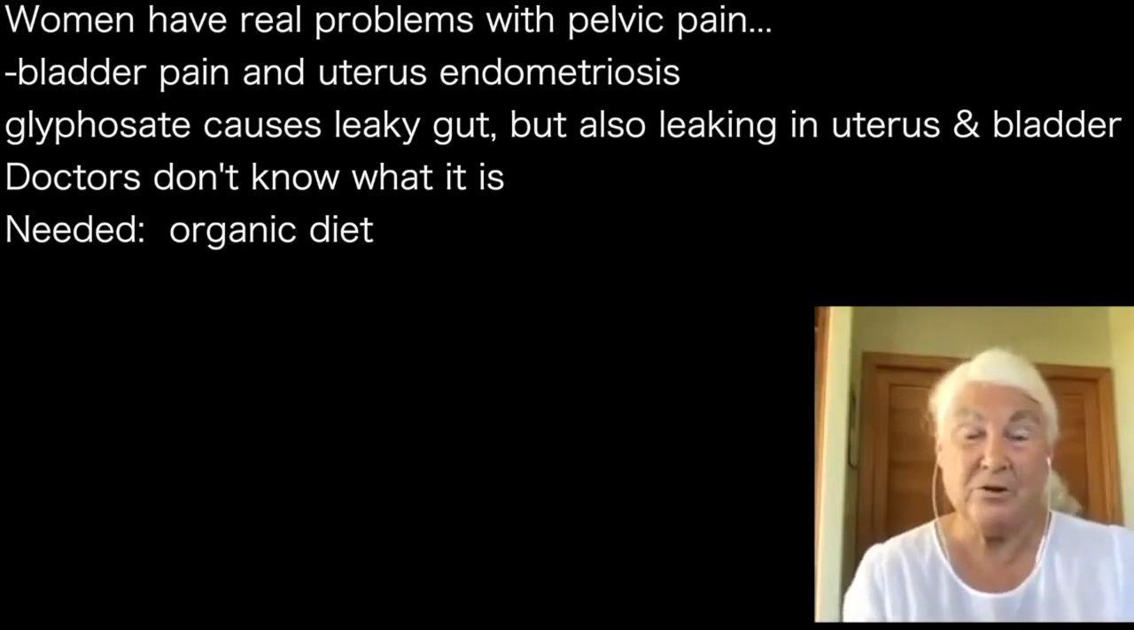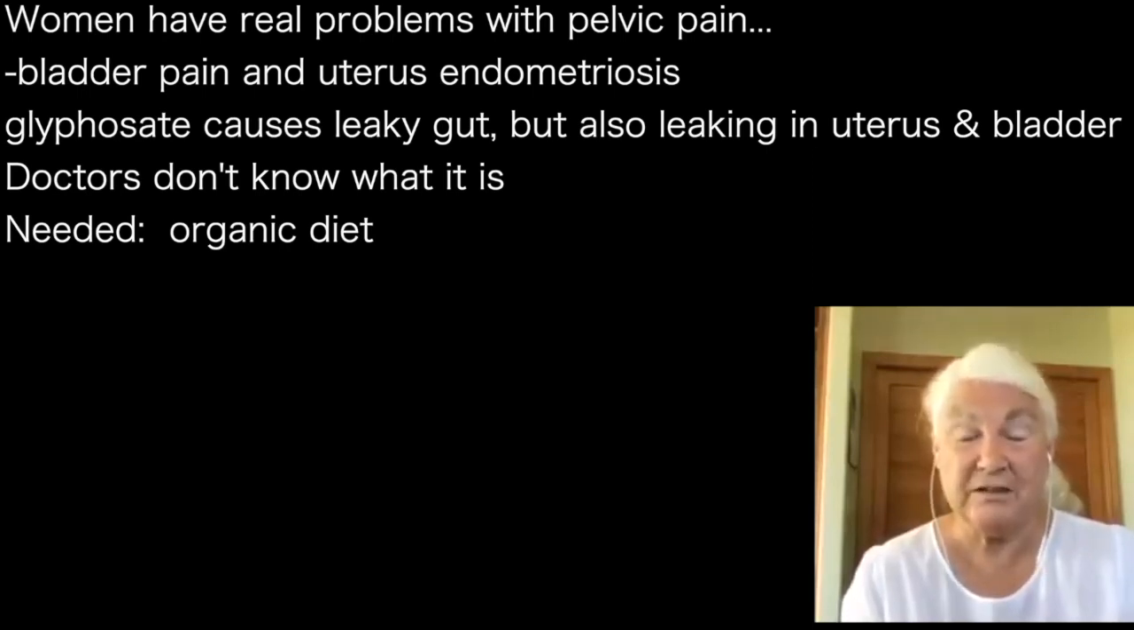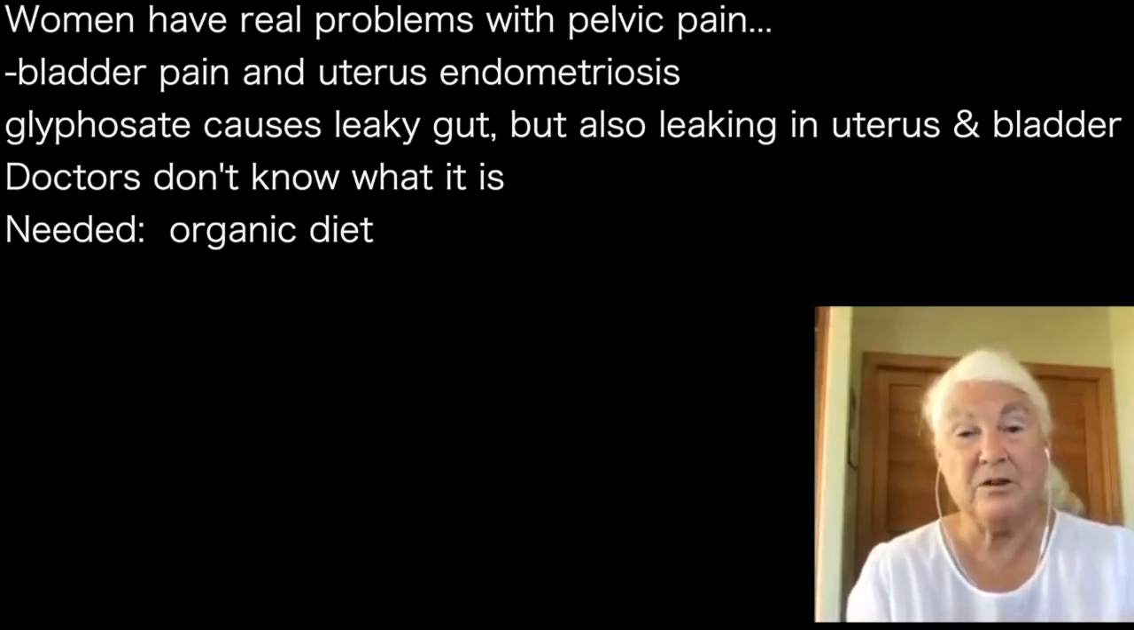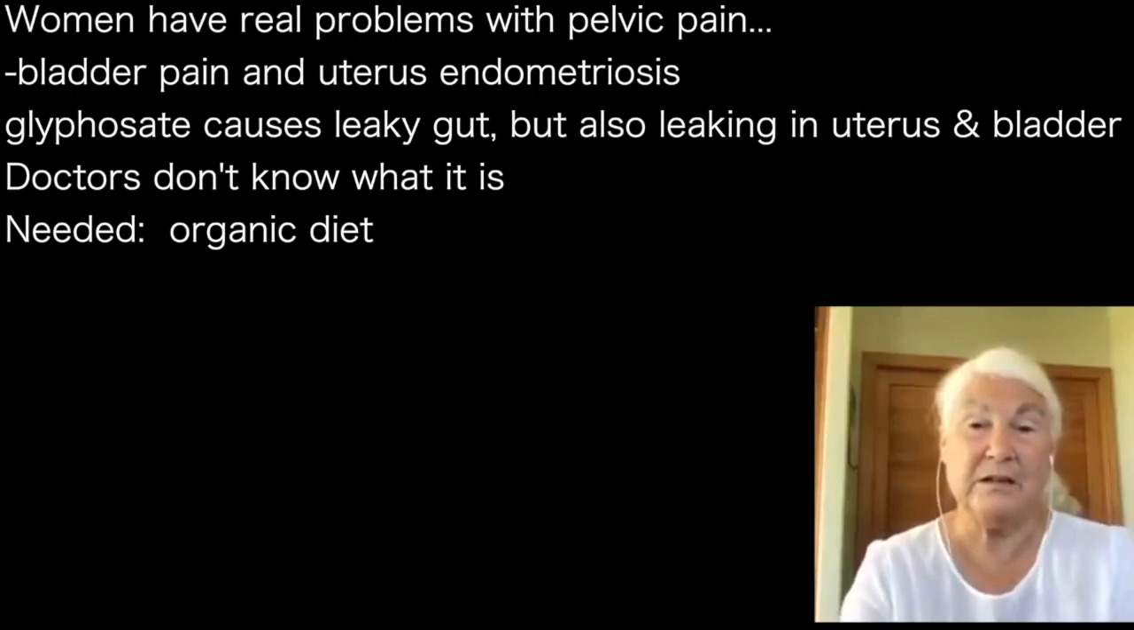I mean, it's like those organs, their membranes also get leaky, just like the gut gets leaky. So glyphosate causes a leaky gut barrier, but it also causes leaky barriers in both the uterus and in the bladder to cause health issues there that can be very painful. So there's all these weird problems that women are complaining about, and the doctors don't understand where it's coming from. It's a mysterious disease, and they don't know how to treat it. And the women are suffering greatly, and they're not getting treated. Then they don't know how to fix it. And the way to fix it is to switch to an organic diet.